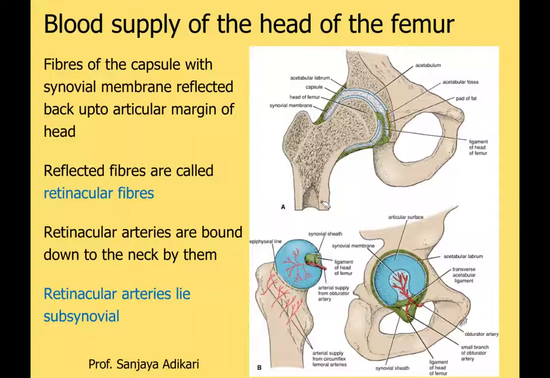So these are the two sources of blood supply. In children, you get the arterial supply from the obturator artery through the ligamentum teres. In adults, you get the main supply through the neck, through the two anastomoses, as well as nutrient arteries entering and going into that area. Your retinacular vessels lie here, deep to the synovial membrane. That's why you call them subsynovial.